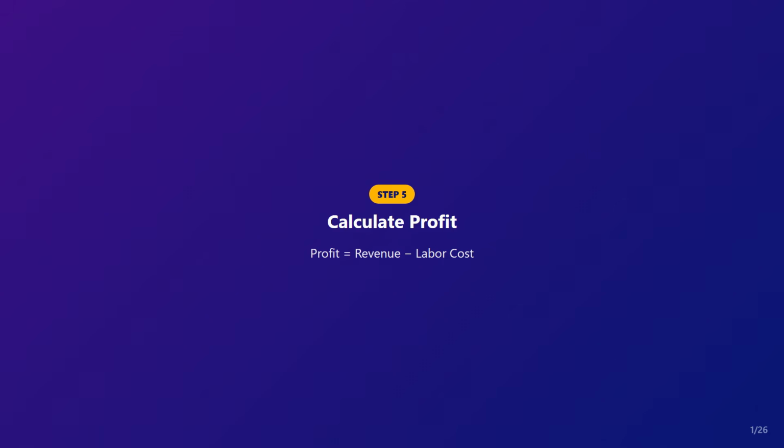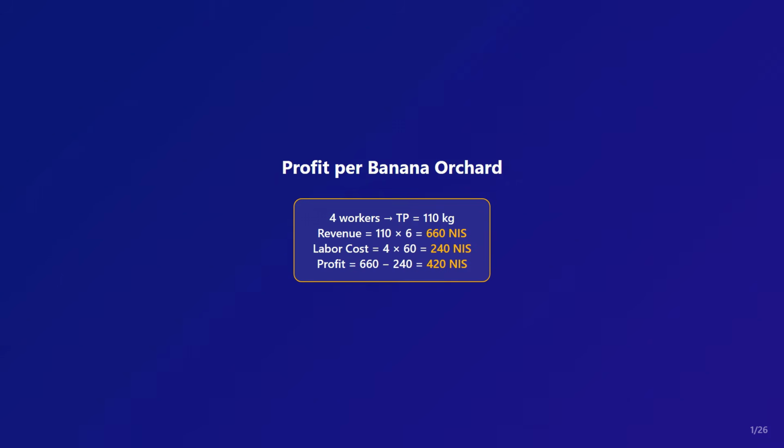Step 4, find the wage rate in the economy. The last worker we allocated is the 4th worker in the banana orchards, with a marginal revenue product of 60 shekels. The last worker hired sets the wage rate for everyone. Therefore, the wage rate in the economy is 60 shekels. Why? Because if the wage were higher than 60, it wouldn't be profitable to hire that last worker. If the wage were lower than 60, it would be profitable to hire more workers. So 60 is the equilibrium wage.